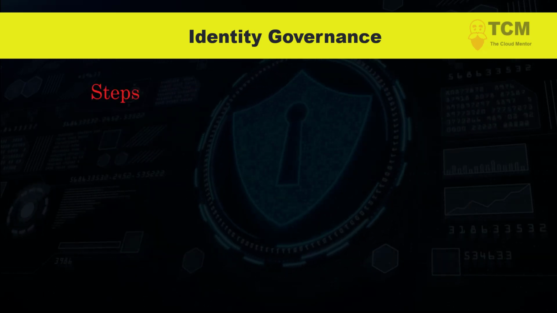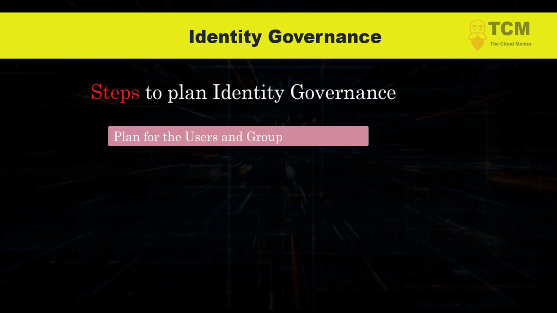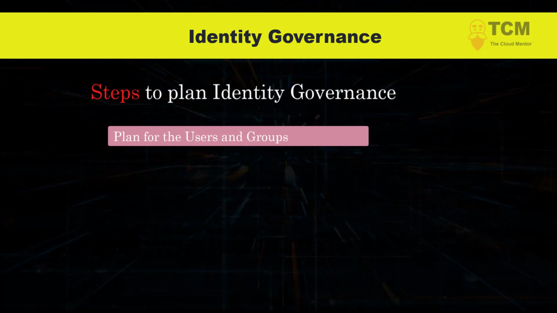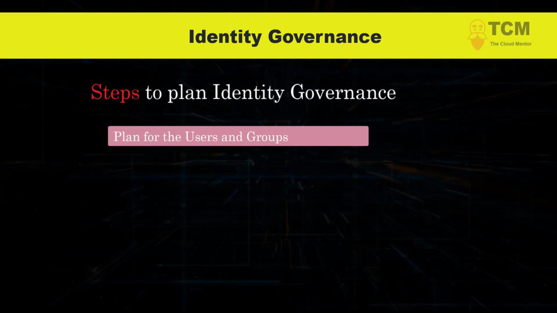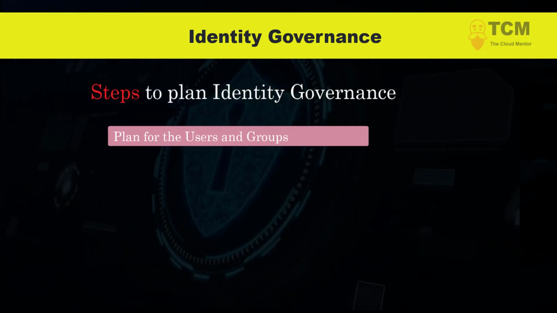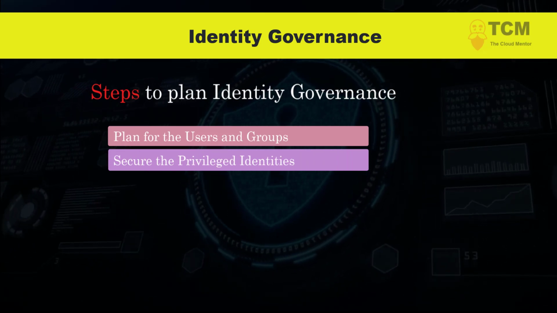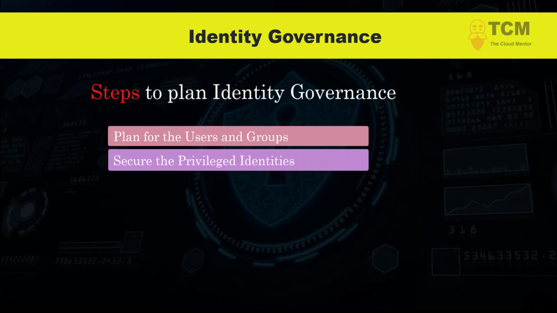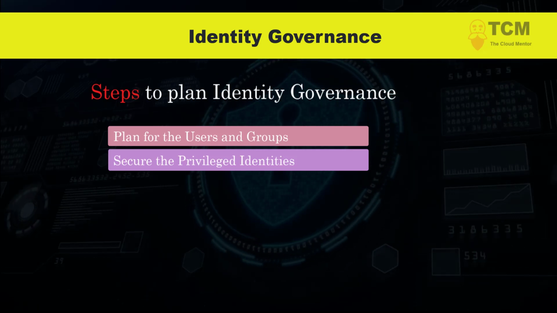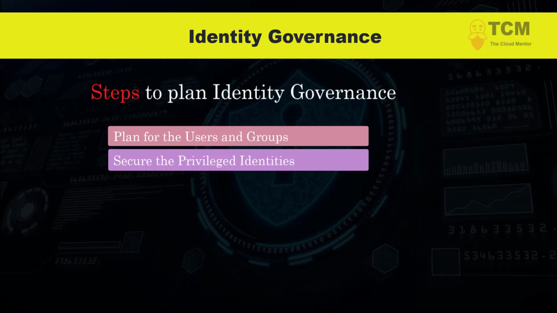Let's talk about the various steps here. Step number one is to plan for the users and groups. That means you will identify the users, their groups and the group memberships for those Azure Active Directory accounts. Then what kind of permissions will they have? So you need to secure the privileged identities. Plan how to secure your global administrator account and also determine which users will have the global admin role and also which ones will have dedicated global admin accounts.